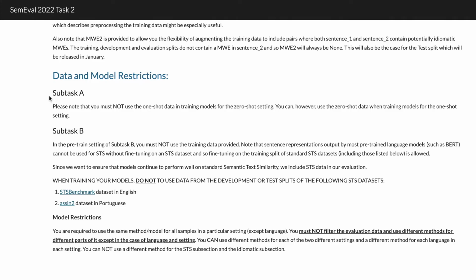Please note that you must not use the one-shot data when training models for your zero-shot setting. You can use your zero-shot data when training models for the one-shot setting in addition to the one-shot training data.